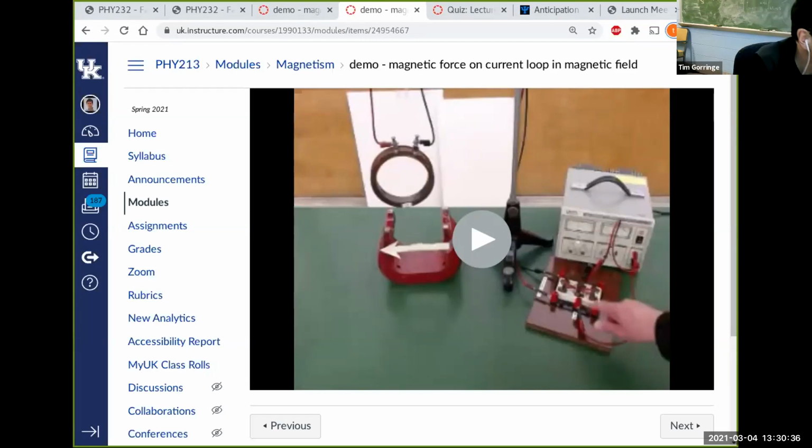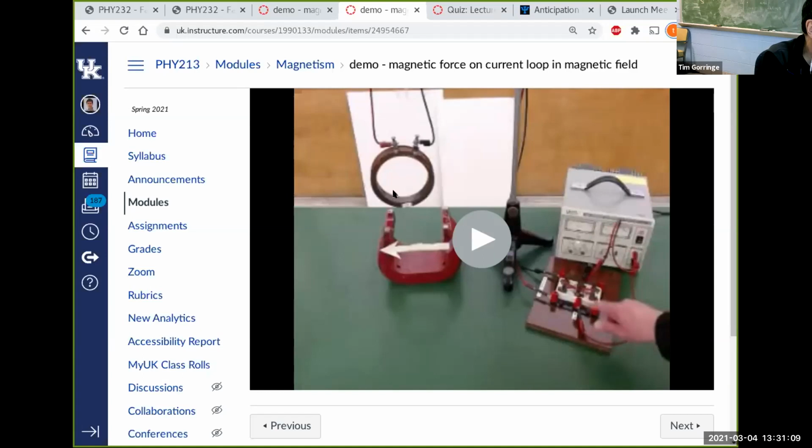What I've got in this overhead is the horseshoe magnet again, the magnet from the last demonstration. It produces a magnetic field that goes from one of its poles, the North Pole on the right here, to the other pole, the South Pole here. So there are magnetic field lines sweeping from left to right.